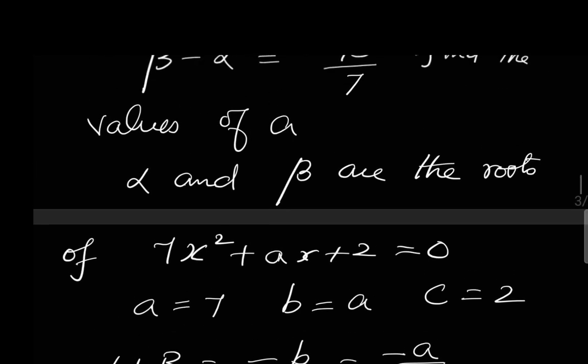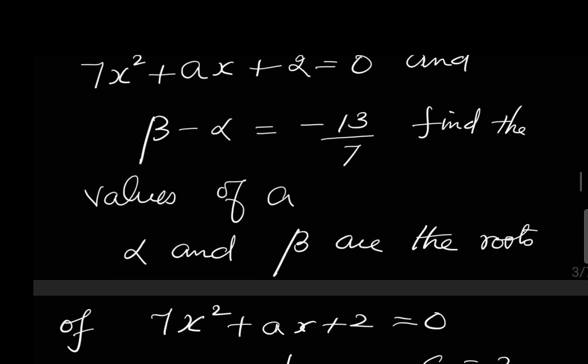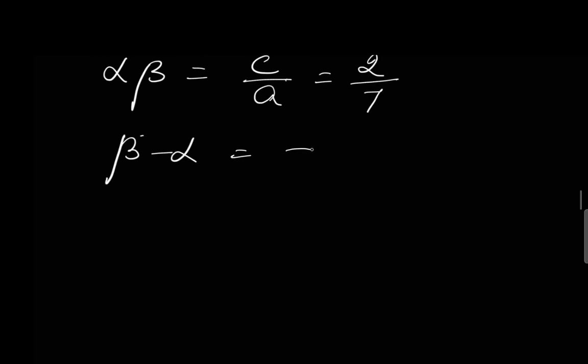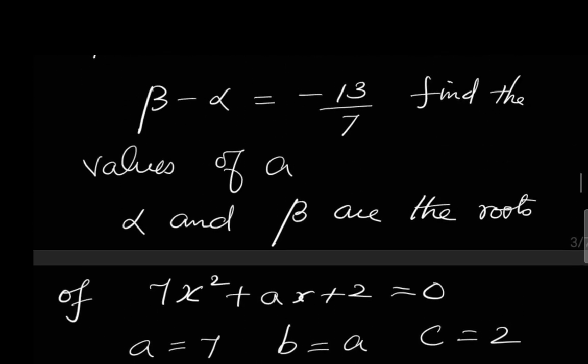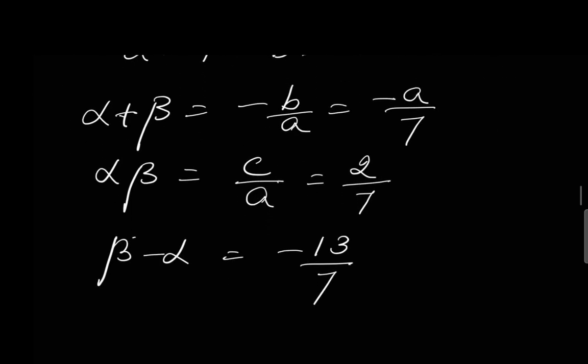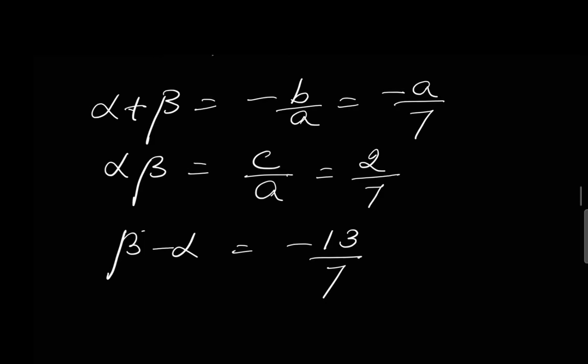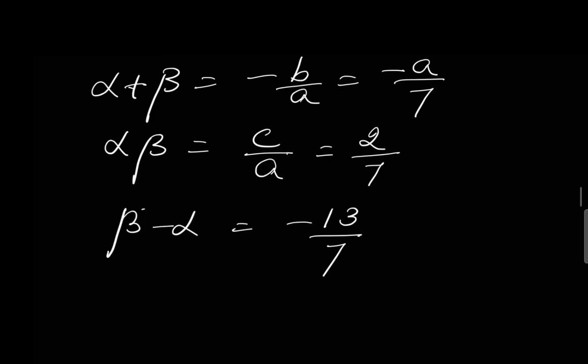So this is given, and also one more concept is given for you. Beta minus alpha equal to minus 13 by 7. So using this you find the value of a. So the known values are alpha plus beta is minus a by 7, alpha beta is 2 by 7, beta minus alpha equal to minus 13 by 7. Let me introduce the relation between these three values.